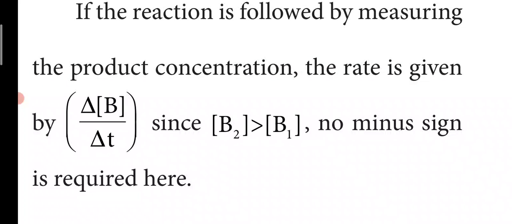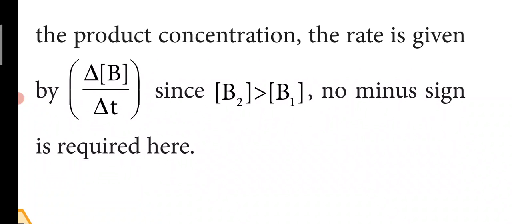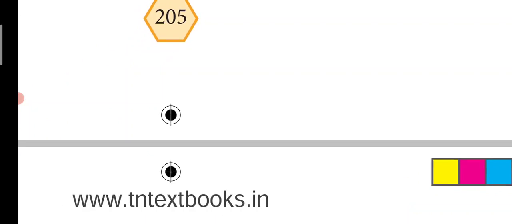delta B. So if we write the equation using the product, the product is B. B keeps increasing, so we have to use the positive sign only. So delta B divided by delta T. So no minus sign is required here as the product is increasing.